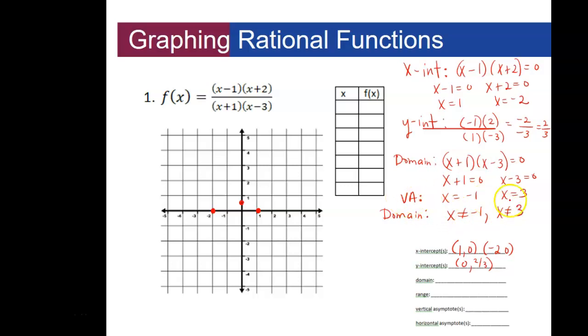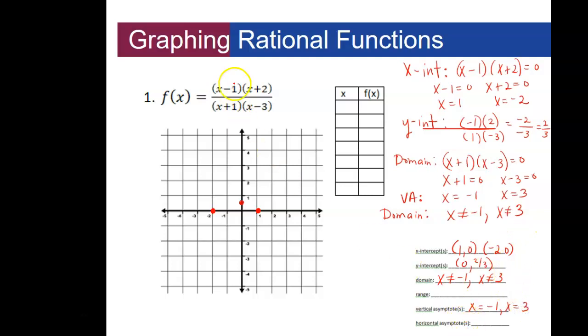So the reason we have a vertical asymptote at those locations is to keep us from actually having a graph at those locations because they're excluded in our domain. So our domain is x is not negative 1, x is not 3. And our vertical asymptotes are x equals negative 1 and x equals 3.